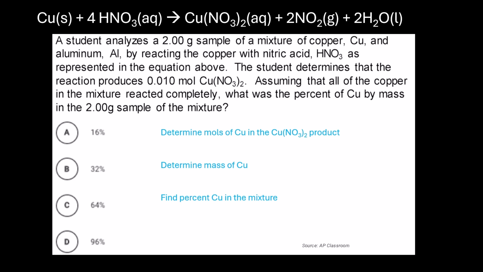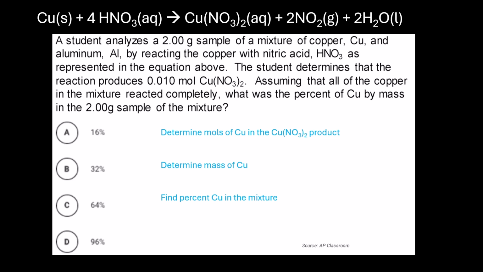Alright, so here's another multiple choice example. A student analyzes a 2-gram sample of a mixture of copper and aluminum by reacting the copper with nitric acid as represented in the equation above. So we have the equation above. The student determines that the reaction produces 0.010 moles of copper nitrate. Assuming that all of the copper in the mixture reacted completely, what was the percent of copper by mass in the 2-gram sample of the mixture?